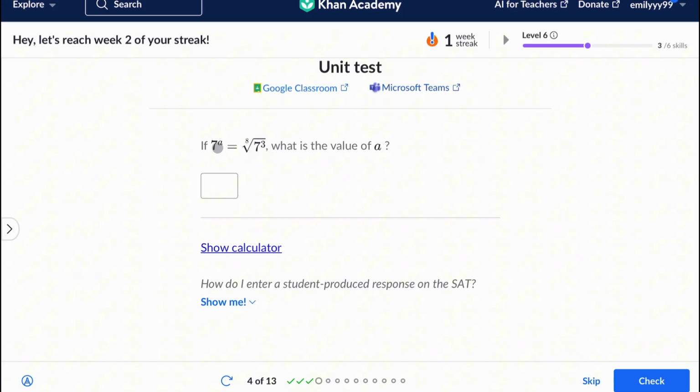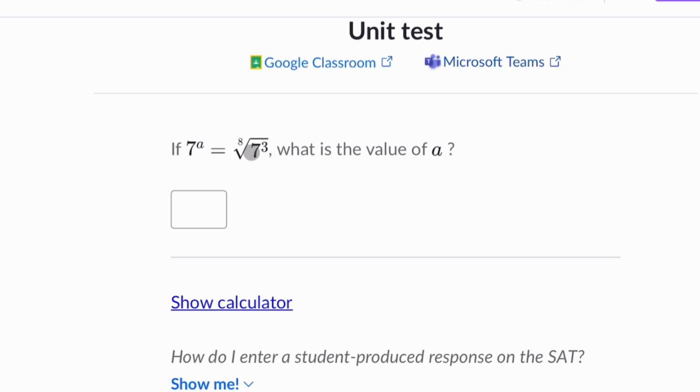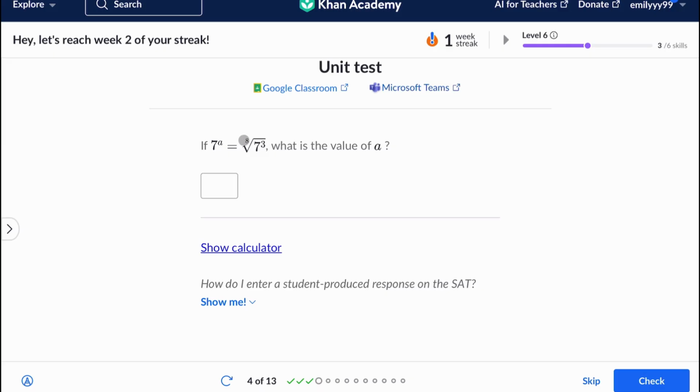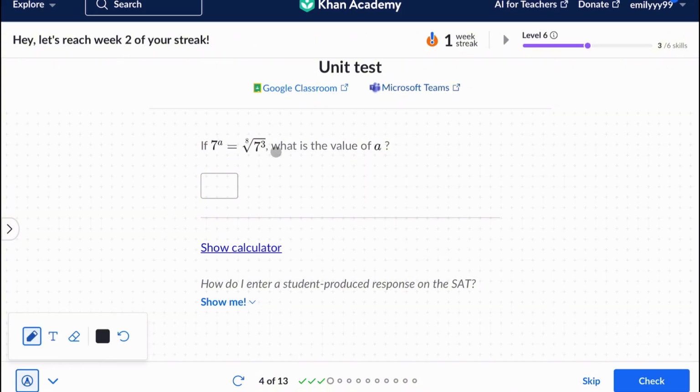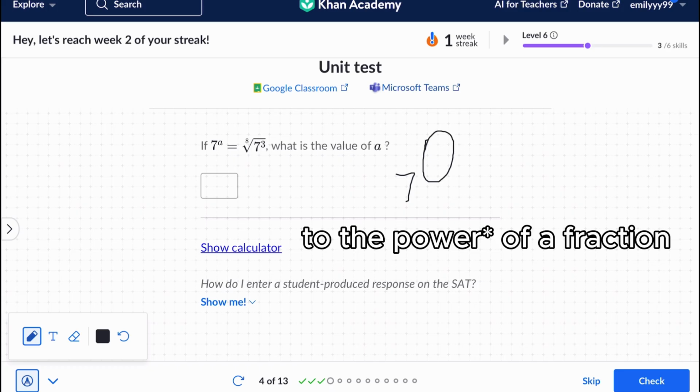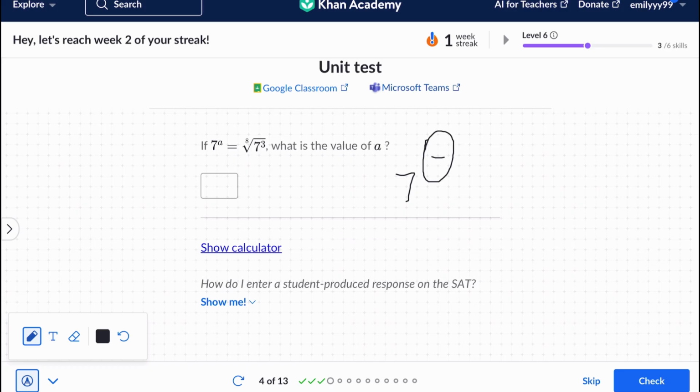If 7 to the power of A is equal to the 8th root of 7 to the power of 3, what is the value of A? Okay, so if you learned this in Algebra 2, I forgot what it's called, but it's the root, and then you'd change it into the number to the power of a fraction based on the index number and the exponent. So the index number would be the bottom. So here, the 7 would be to the power of a fraction, and the index is at the bottom, so that's 8, and it's to the power of 3.